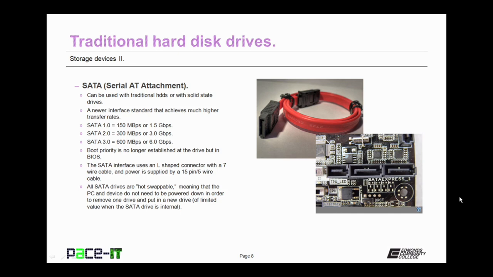Then along came serial AT attachment, SATA. It can be used with traditional hard drives or with solid-state drives. Now, it's a newer interface standard, and it achieves much higher transfer rates. SATA 1.0 was capable of 1.5 gigabits per second transfers. SATA 2 was capable of 300 megabytes or 3 gigabits per second transfer, and SATA 3 has a theoretical transfer rate of 6 gigabits per second.